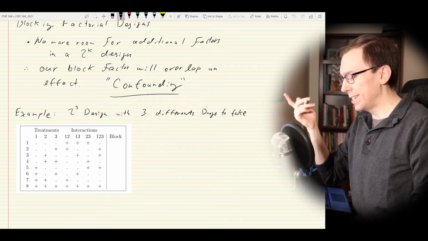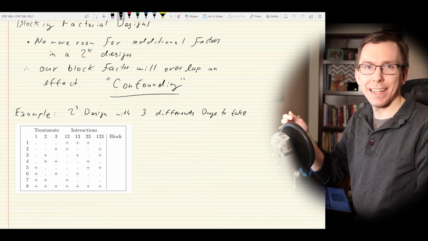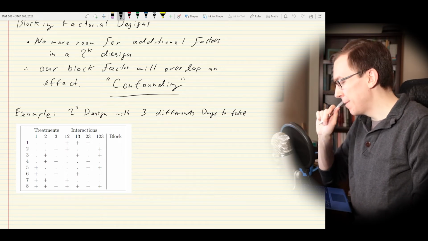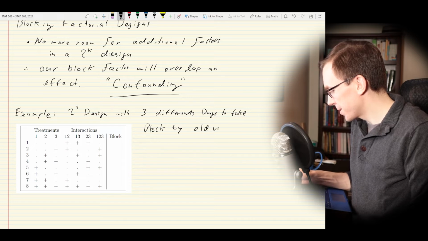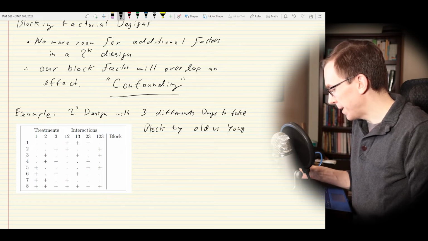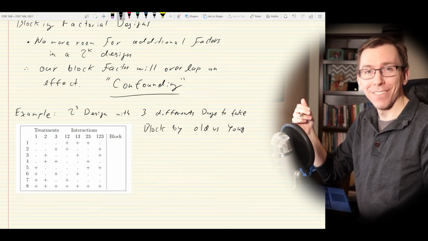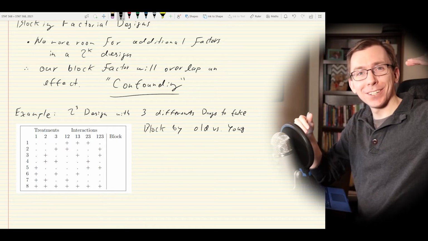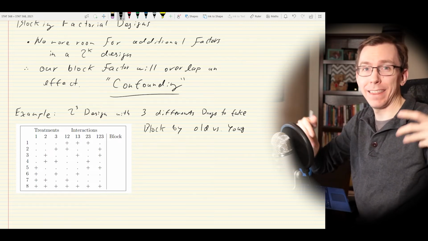So what we can imagine is that each of 1, 2, and 3 corresponds to taking some type of drug to see how it affects your blood pressure. But maybe we want to block by old versus young. So we pick a threshold, whatever the definition of being old is. I'm not going to specify one in a recorded video, but you can pick whatever threshold you like, find people in the old category and people in the young category, and then test them.